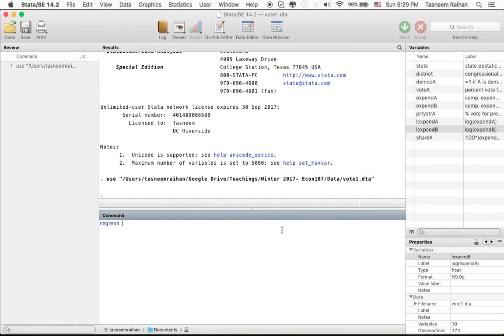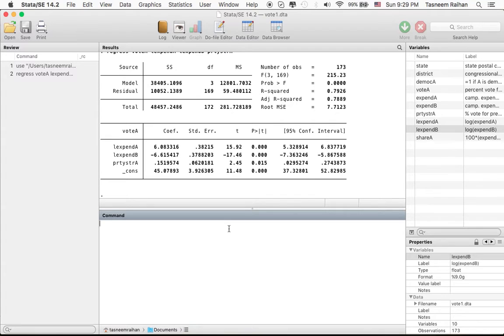So we write regress voteA, lexpendA, then lexpendB, and the last variable, what's the third one? Party strength, prtystrA. Just be careful that we have all these A's in capital letters, and Stata is case sensitive, so make sure you write the names of the variables exactly the way they are listed in the variables window. So hit enter. Now there you go, we get the results output here.